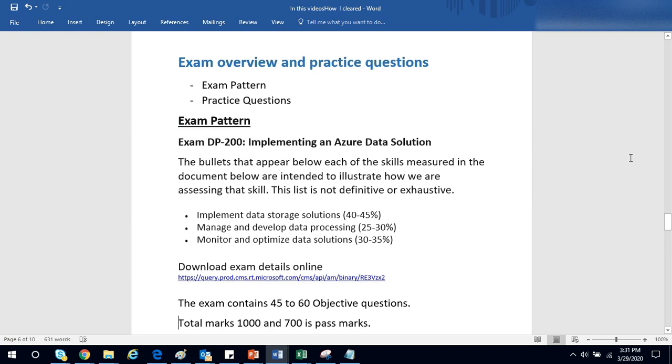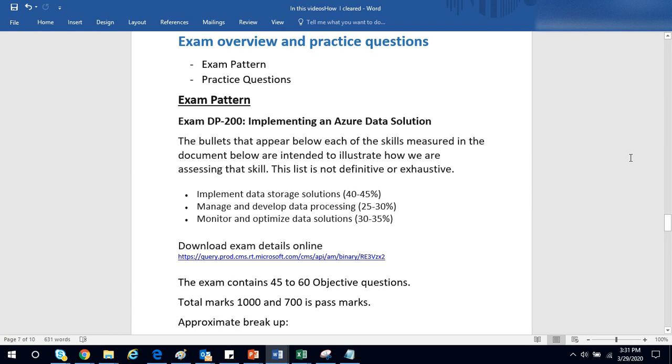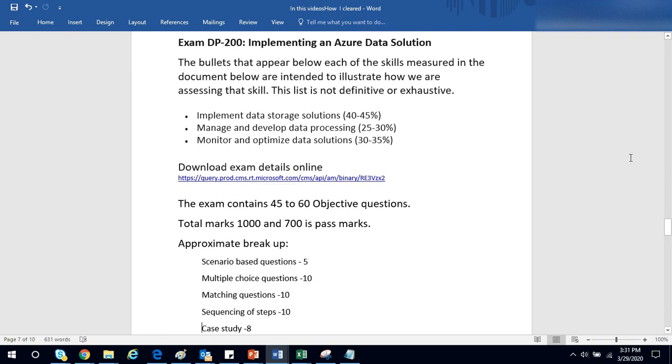Here, I am going to provide various practice questions and an overview about the exam. The exam has around 45 to 60 questions. It varies from exam to exam. The total marks is 1,000. You need to get 700 marks to pass this exam. I have provided an approximate breakup of the exam.